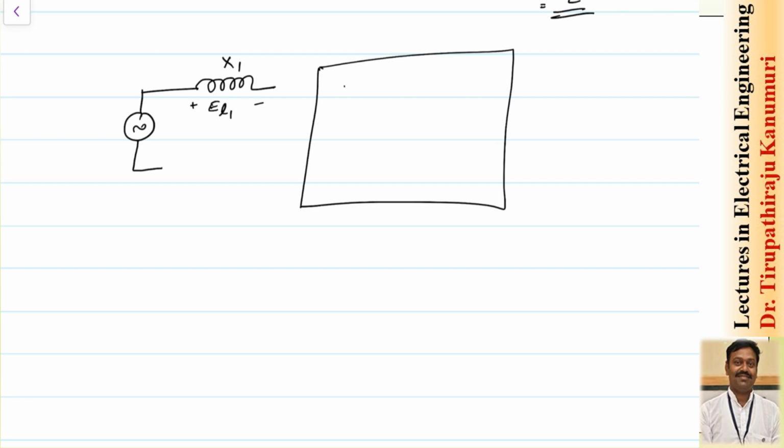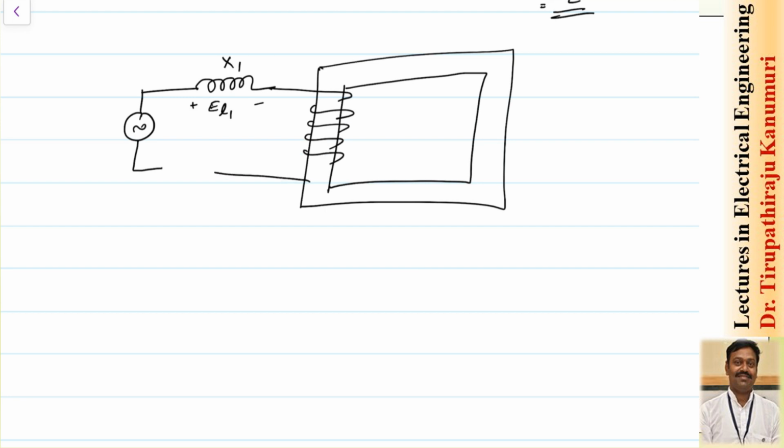So let us try to represent this one. This can be represented in this form. The leakage flux I am representing in the external circuit in the form of an inductor. So let us assume the leakage reactance due to this one is represented by X1, and the EMF induced is EL1. Let us take the core as an ideal core. That means the core doesn't have any type of leakage flux. I can represent it in this form. Similar is the case for the secondary. So secondary, this is my winding.